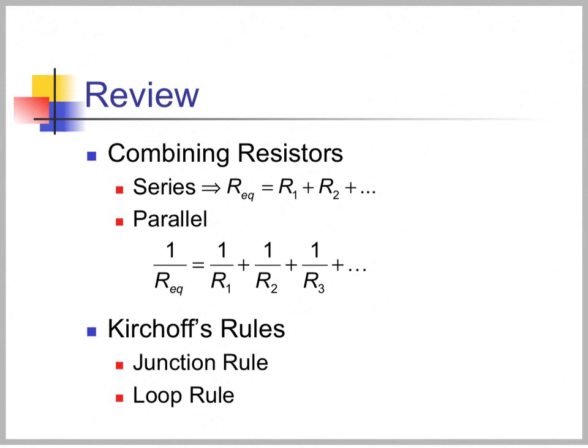But we also said there are sometimes where I can't combine resistors, and I can use Kirchhoff's rules to solve my circuit, which means finding the potential difference and current through each part of my circuit. And I have the two rules: the junction rule, current going in is equal to current coming out of a junction, and the loop rule, the change in potential difference across every element in a closed loop is equal to 0.